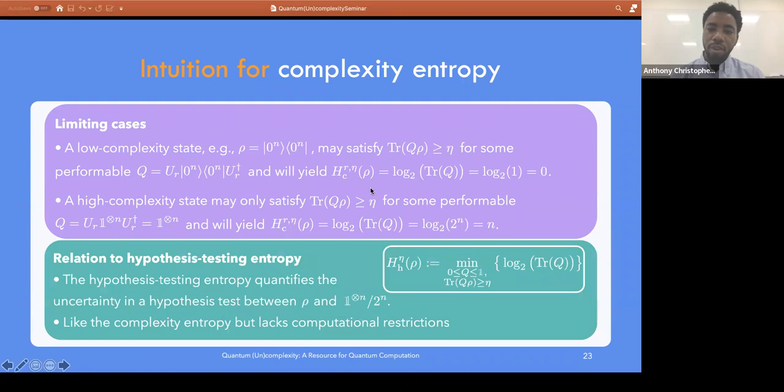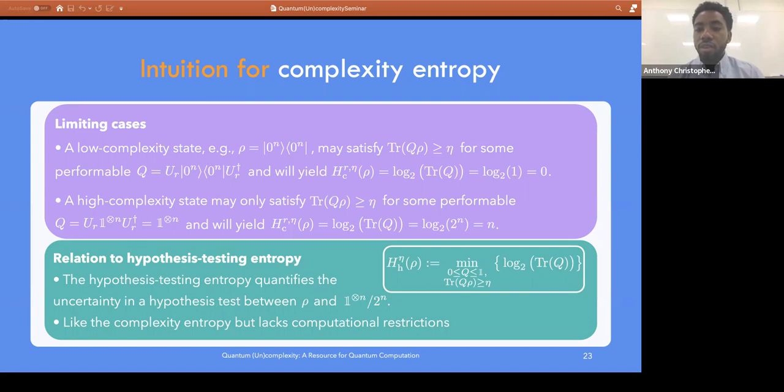Perhaps some of you are already familiar with this, but there's a very close relationship between the complexity entropy and what is known as the hypothesis testing entropy. The hypothesis testing entropy quantifies the uncertainty that we get in a hypothesis test between a state rho and the maximally mixed state. So it's very similar to the setup that I discussed for uncomplexity expenditure. You have a referee doing a hypothesis test. They want to distinguish these two states. And so the hypothesis testing entropy, as you can see, I've boxed it down below in the green, is very similar to the complexity entropy.